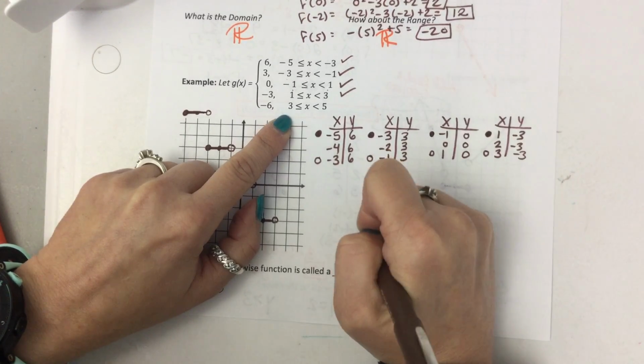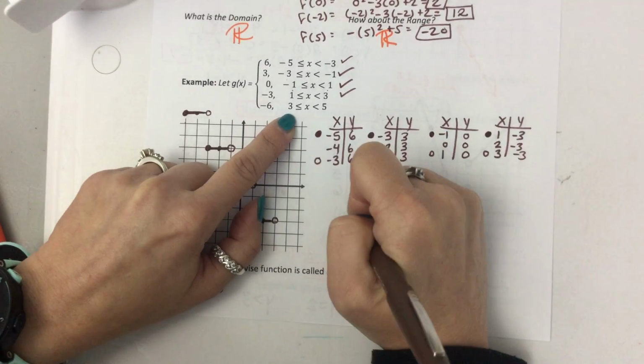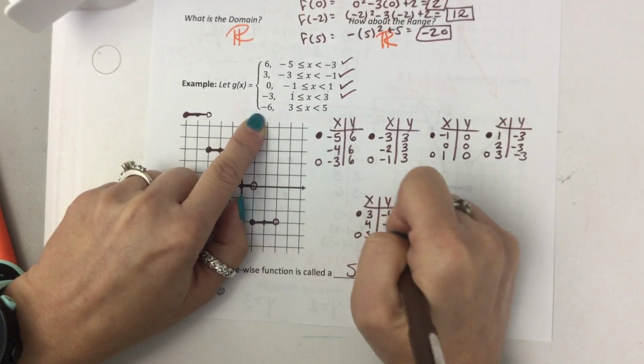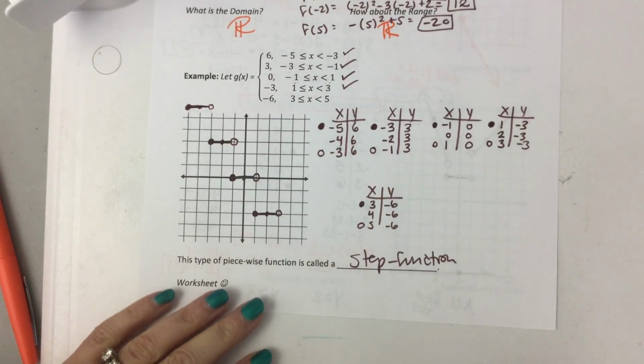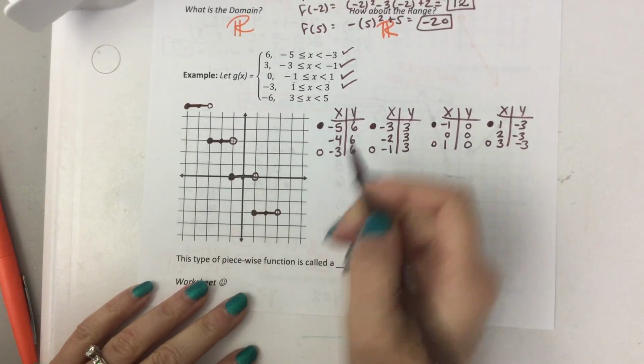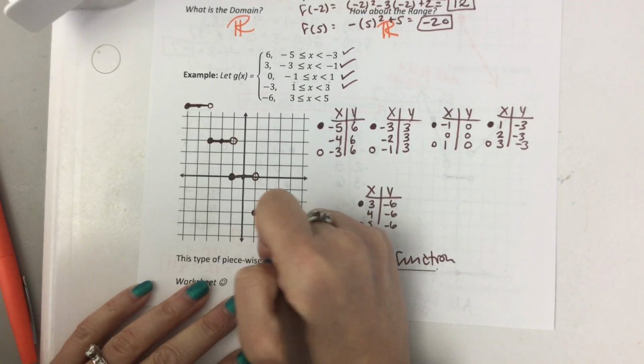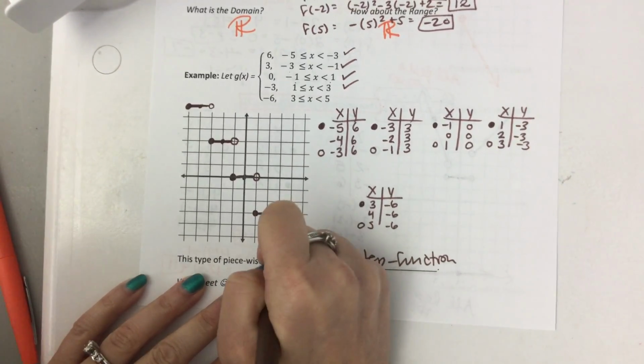Last one, I start at 3, end at 5. The 3 is included, the 5 is not included. The y value is a constant -6. Go to the right, 1, 2, 3. Down 1, 2, 3, 4, 5, 6. Filled in circle. There's a point, there's an open circle.